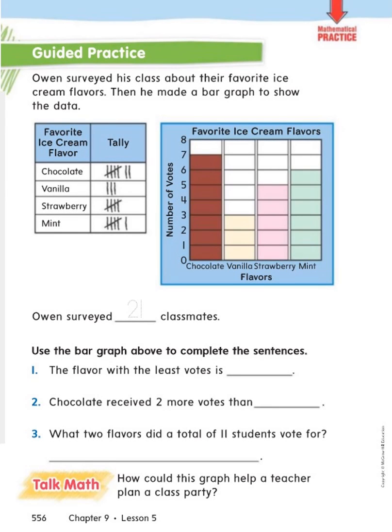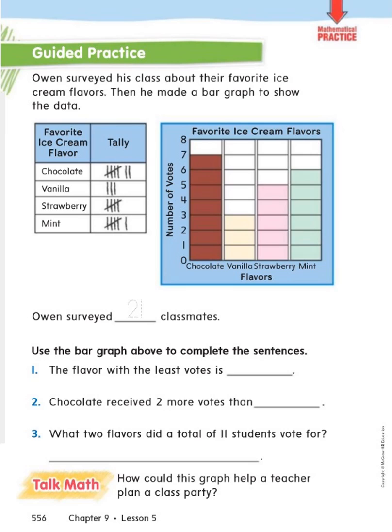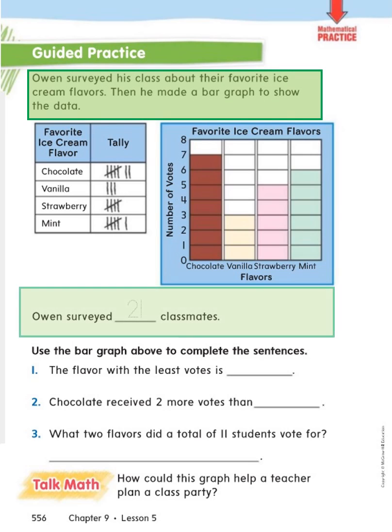All right, let's look at the top here. Owen surveyed his class about their favorite ice cream flavors. Then he made a bar graph to show the data. We've got the tally chart on the left, the bar graph on the right. So all of the information's been collected for us. So Owen surveyed 21 classmates. There are two ways we know this. What are they?